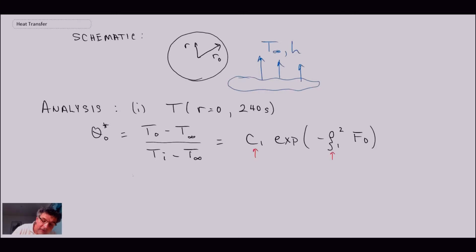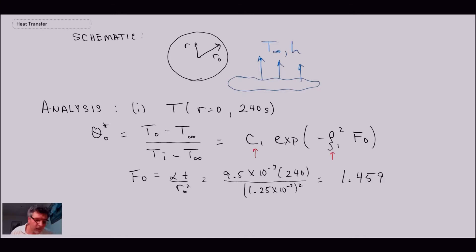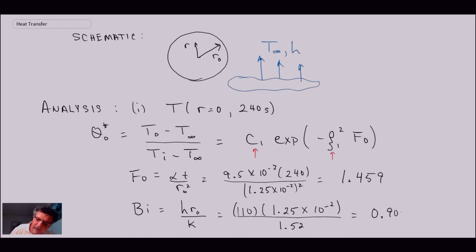So let's begin with the Fourier number. We get the Fourier number to be 1.459. Let's take a look at the Biot number. From that we get a Biot number of 0.9046. With the Biot number, this is where we find the table in our books that enables us to get C1 and zeta 1.